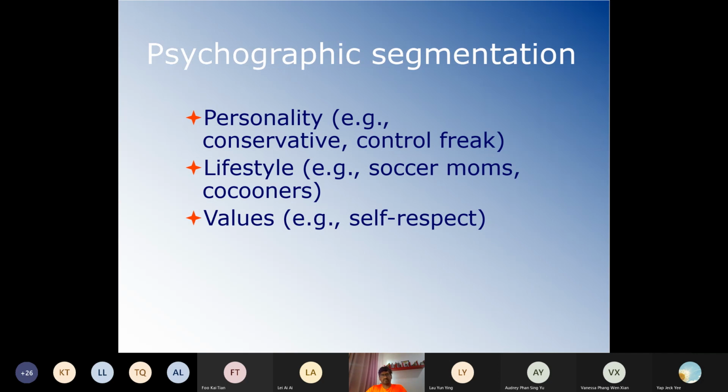And value of self-respect. Through this factor, one will be able to understand how an individual seeks a variety of sources of information based on their own self-esteem or self-efficacy. So that actually helps a marketer to understand their purchase behavior also, buying behavior also.